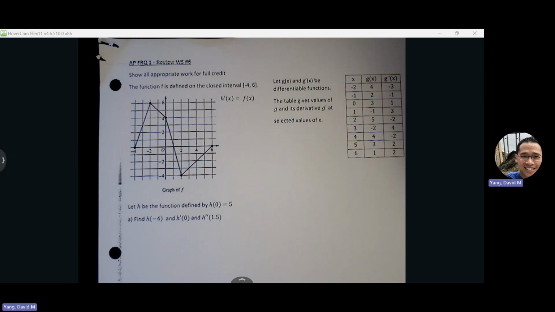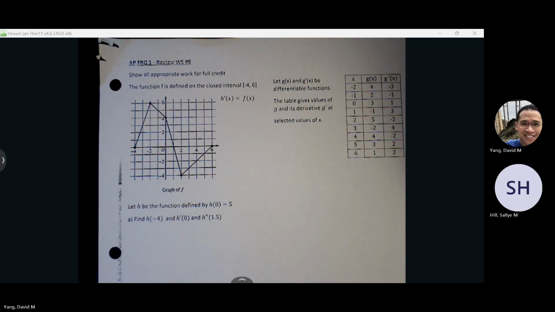One question. I was confused because it says h prime of x is equal to f of x, so this is basically the h prime graph. Wouldn't we just read it like a normal graph, where it's increasing from -7? No, remember, this is the h prime graph, so this is a derivative graph. We have to treat it like a derivative graph.